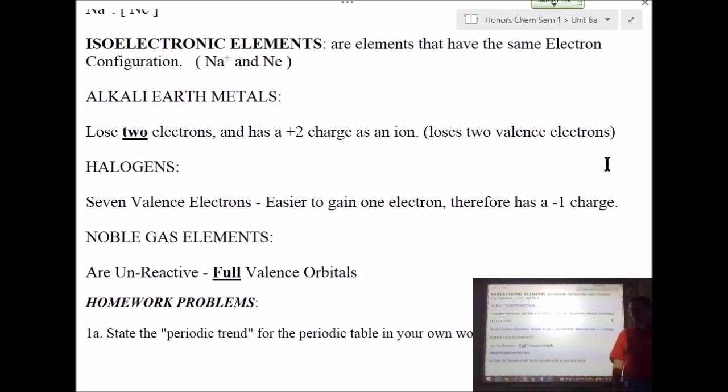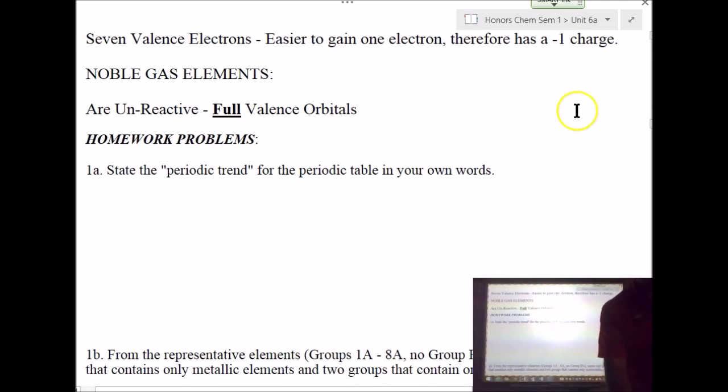Remember that. Okay. All right, the homework. I'll do question number 1 with you, since I'm feeling nice today. State the periodic trend for the periodic table in your own words. What does that mean?